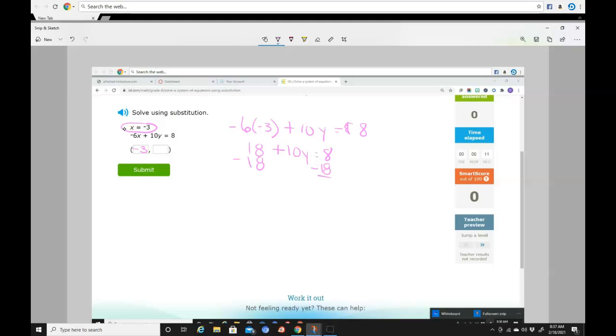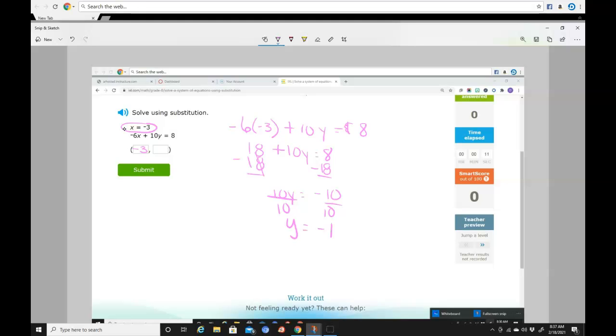When I do that, the 18 is gone. I have 10y, and if I subtract these opposites, that would give me -10. So if I divide each side by 10, my y should equal -1.